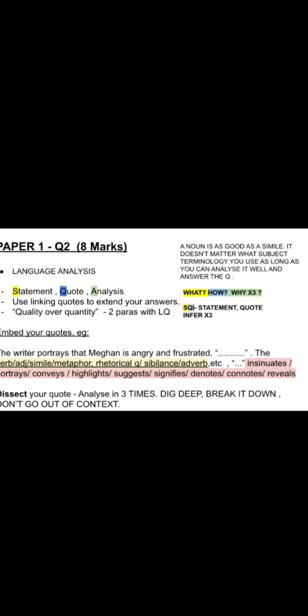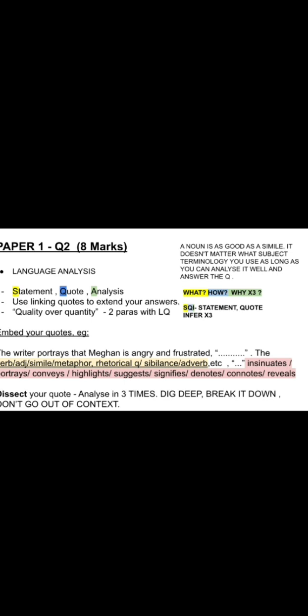Aim to do your analysis at least 3 times per quote and use linking quotes to really reinforce your answers. Some teachers might tell you it's quality over quantity, but if you are that kind of person, aim for 2 paragraphs that have linking quotes in each paragraph.